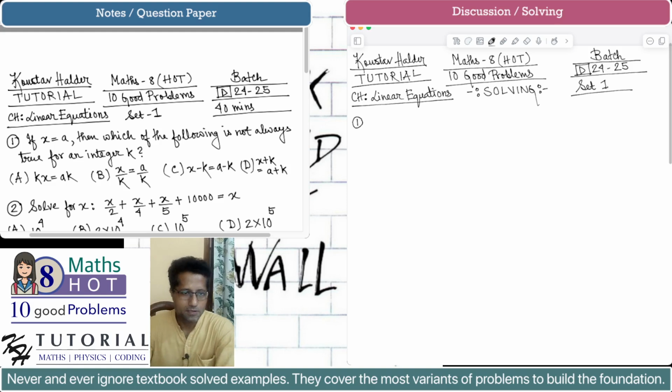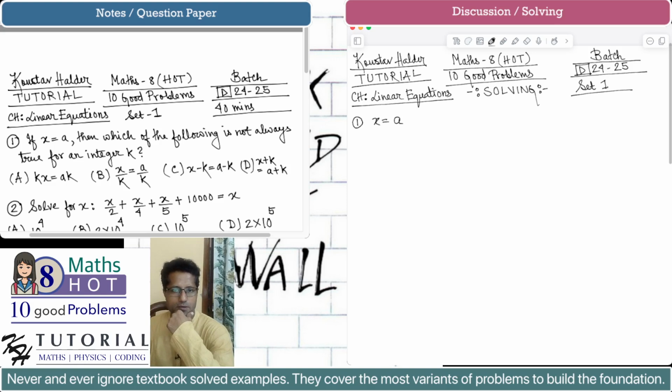Okay, problem one says that if x equals a, then which of the following is not always true for an integer k? It is given that we have x equals a, which is an equation where on the left hand side, LHS, we have a variable x, and on the right hand side we have the constant a. It is a convention that the variables are represented by the letters x, y, z, and the constants are represented by the letters a, b, c, d.